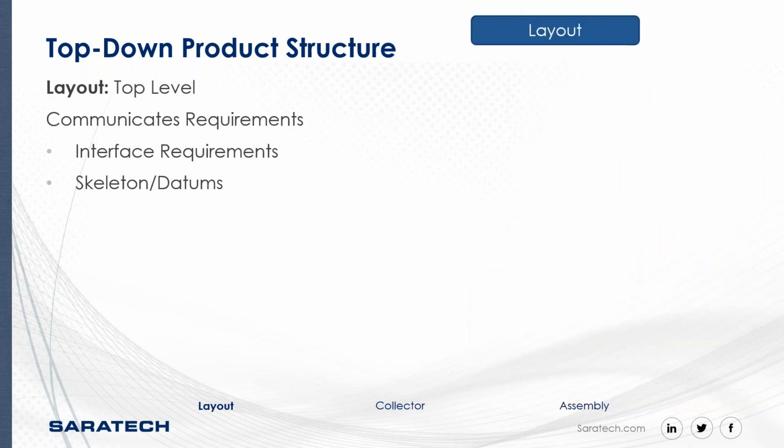Okay. So there's a lot of different methodologies across different companies. Larger companies may have something different than a smaller company, depending on the size of the product itself or all the different subsystems. So here's just an example of what a top-down product structure could look like. At the very top level, we have what we'll call the layout level, and this will communicate requirements. The main intention for this is to collect and communicate requirements. So here we'll have interface requirements and the skeleton or the datums that will be pushed down to the lower levels.